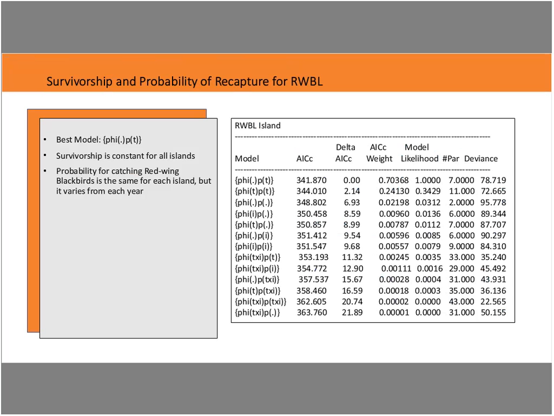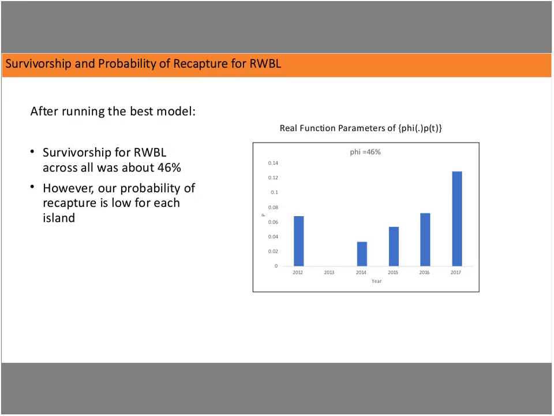So then survivorship and probability of recapture for the red-winged blackbird. Our best model for the red-winged blackbird was that survivorship is constant for all islands during all years, and probability of recapture varies with time. So this is what we got after running that model. Survivorship for red-winged blackbird across all islands was about 46%.